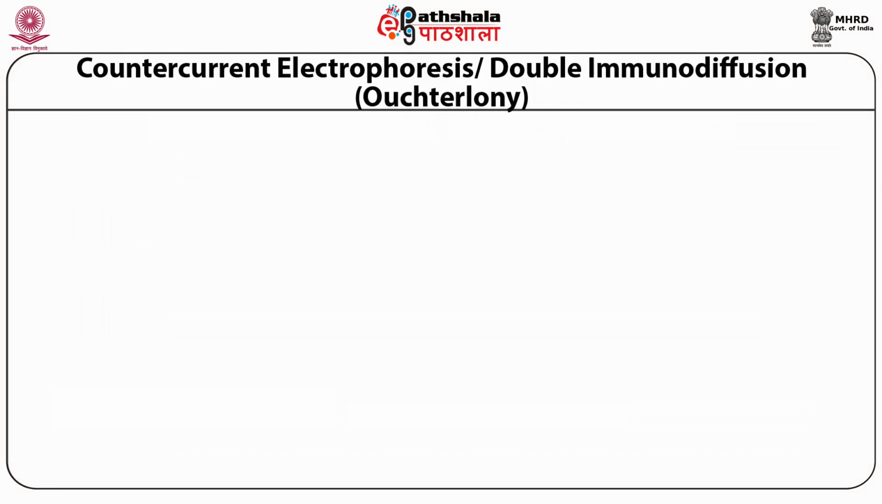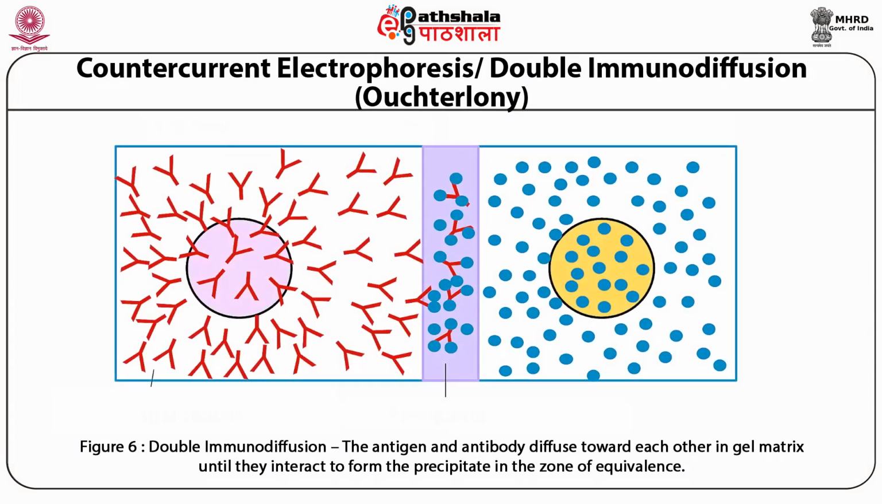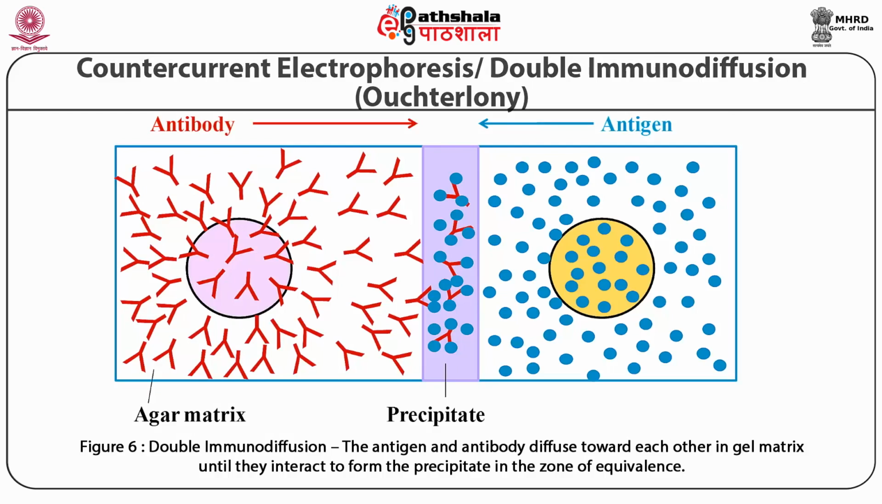This slide shows the double immunodiffusion. The antigen and antibodies diffuse towards each other in gel matrix until they interact to form the precipitate in the zone of equivalence. This zone of equivalence can be easily visualized by naked eye, and the migration of antibody and antigen molecules can be seen when they move out into the gel matrix.